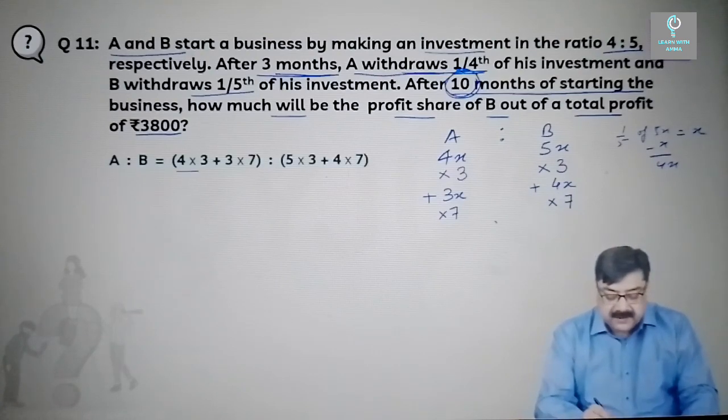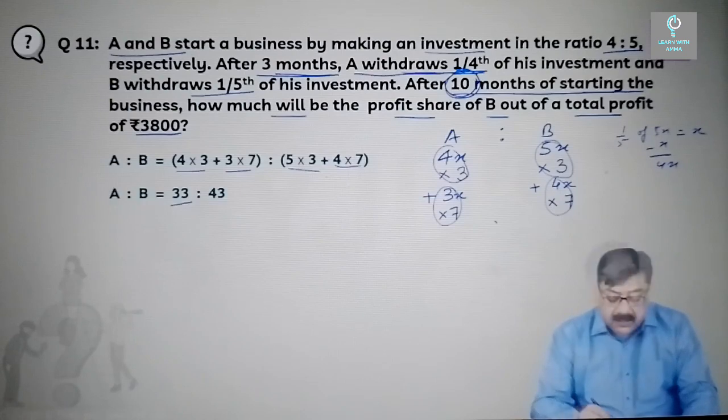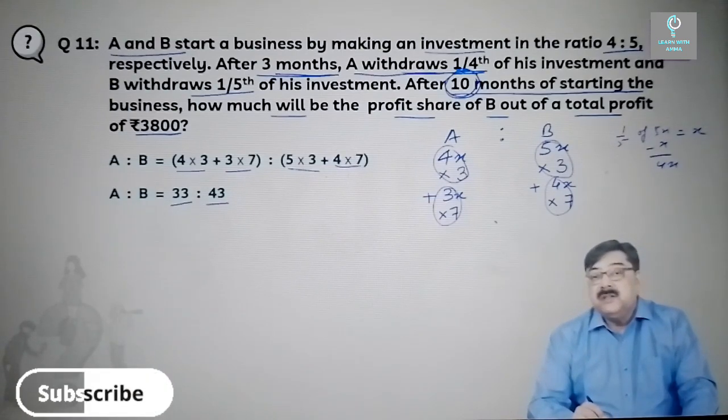So this is what we have. 4 into 3 and 3 into 7. As you can see, 4 into 3, 3 into 7. Then 5 into 3 plus 4 into 7. Now this gives us a ratio 33:43. Now this is the ratio in which the profits will get divided.